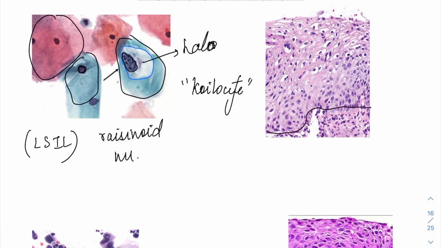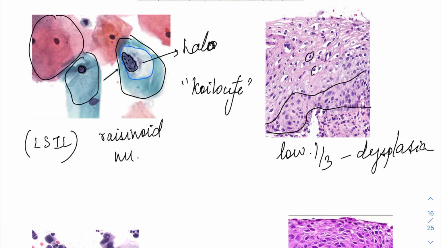This is the basement membrane of the squamous lining. Here again, if you see, there is some kind of polarity loss in the basal 1/3. In the lower 1/3 of the epithelium, there is going to be dysplasia. Apart from that, you are also able to see these koilocytic cells. Here again, you have these perinuclear halo with a raisinoid nucleus. So here koilocytes are also present. This is an L-cell lesion again.